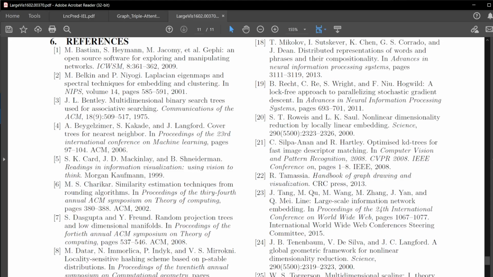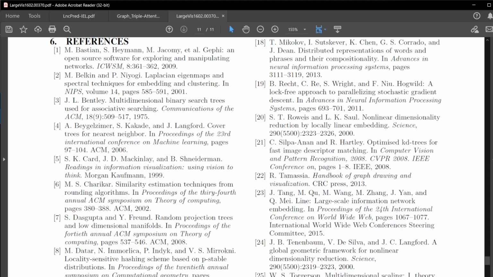6. M. S. Charikar. Similarity estimation techniques from rounding algorithms. In Proceedings of the 34th Annual ACM Symposium on Theory of Computing, pages 380 to 388. ACM, 2002. 7. S. Dasgupta and Y. Freund. Random projection trees and low-dimensional manifolds. In Proceedings of the 40th Annual ACM Symposium on Theory of Computing, pages 537 to 546. ACM, 2008.